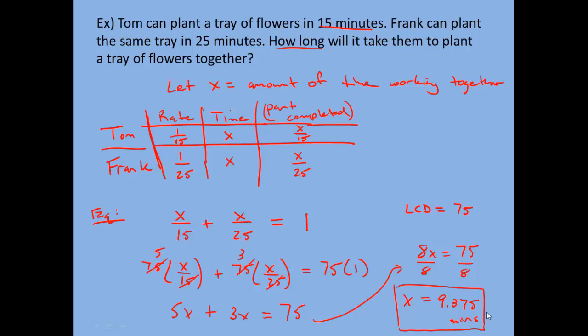So working together, it'll take them 9.375 minutes to plant the tray of flowers. And then you have it. It's solved. All right, here's an example for you to try on your own.